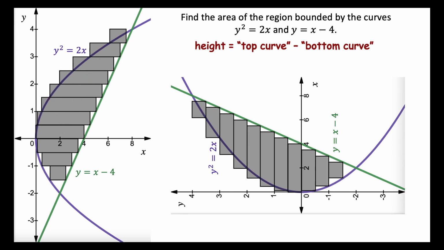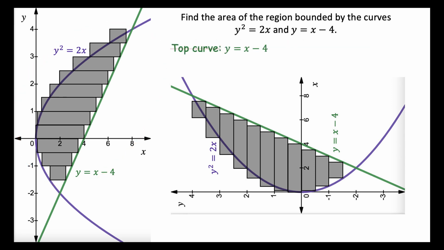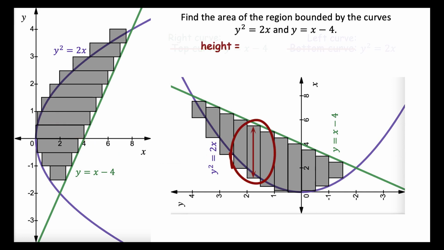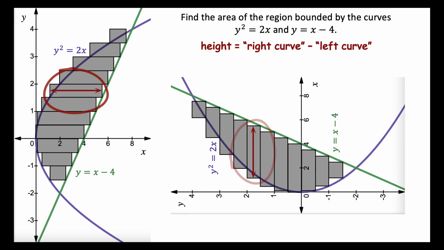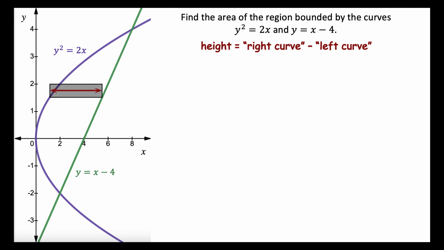However, we need to rethink the vocabulary top curve and bottom curve. When the approximating rectangles are horizontal, the top curve is actually the right curve, and the bottom curve is actually the left curve. So the height of the approximating rectangles is the right curve minus the left curve. Great! Issue solved, right? Not quite.